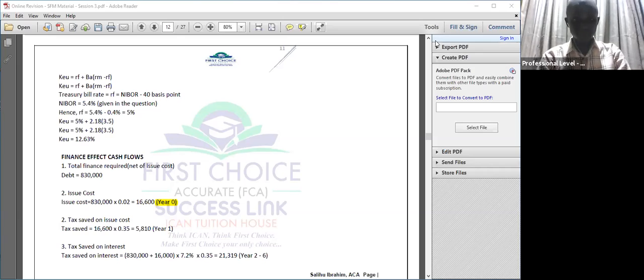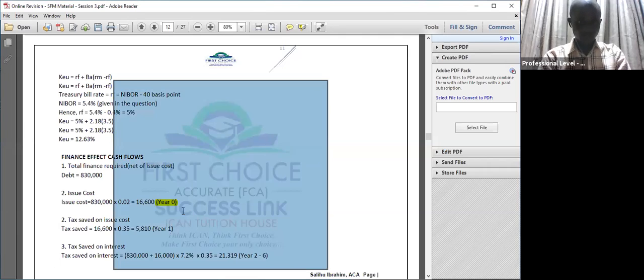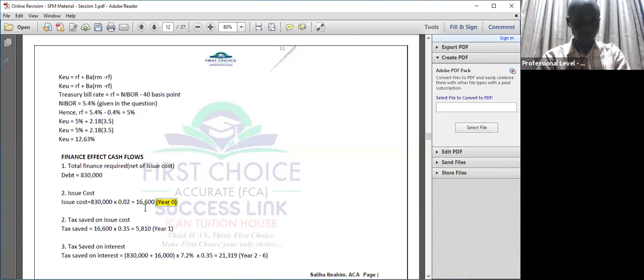Okay, the 0.02 is given in the question as 2%. Look at it, issue cost is 2%, given in the question. 2% is 0.02. Now, after you have sorted issue cost, the tax saved on issue cost is simply the amount of issue cost computed in step 2 multiplied by the tax rate. And the tax saved on it, you know, tax is paid a year in arrears, right? So it's going to occur in year 1. Issue cost is a year 0 cash flow. The tax on it will now occur in year 1 because tax is paid a year in arrears.